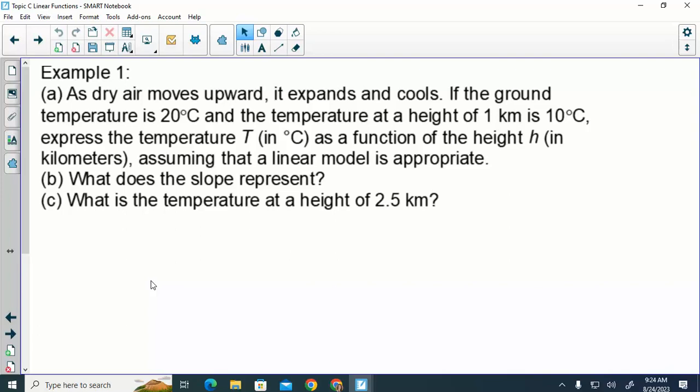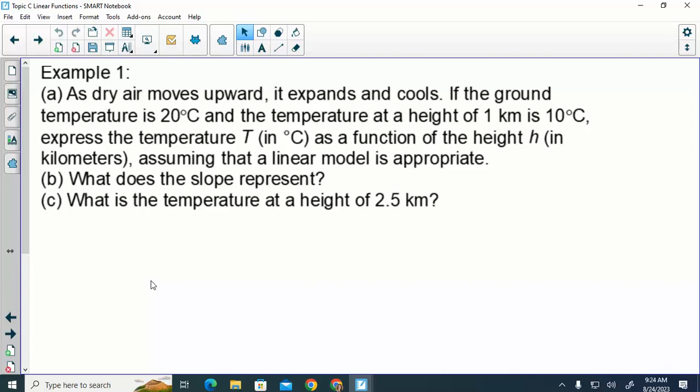So example 1. As dry air moves upward, it expands and cools. If the ground temperature is 20 degrees Celsius and the temperature at a height of 1 kilometer is 10 degrees Celsius, express the temperature T in degrees Celsius as a function of the height h in kilometers, assuming that a linear model is appropriate. Okay. A lot of stuff there. It's asking us to write the equation of a line, essentially.